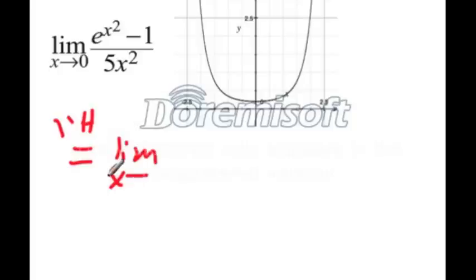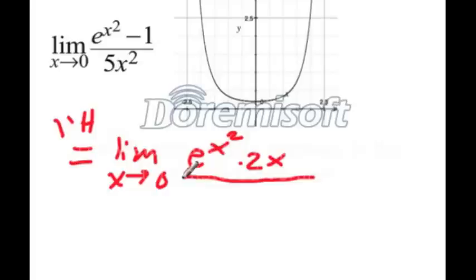Keep in mind we have to keep writing limits as well each time. So derivative of the numerator: the derivative of an exponential is the exponential times, using the chain rule, the derivative of the exponent, so the derivative of x squared is 2x, and minus the derivative of 1, which is 0, divided by the derivative of 5x squared, which is 10x.